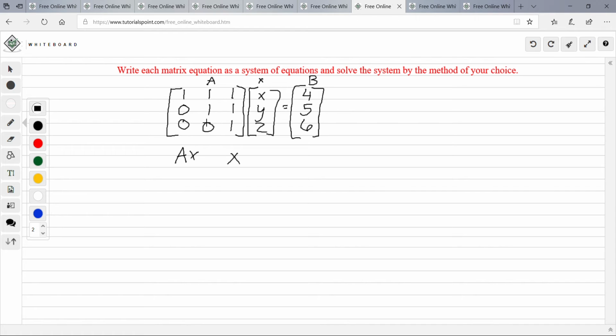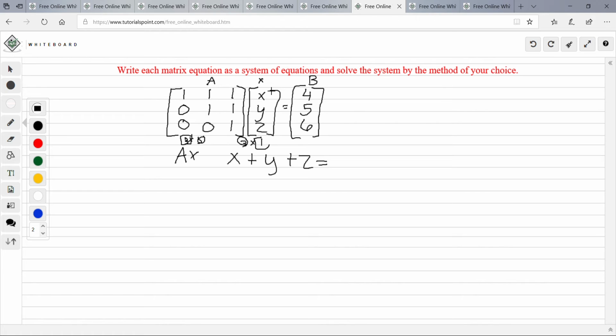wait, before we go any further, can we multiply AX? So this is a 3 by 3. This is a 3 by 1. So it's 3, 3, yes. But our answer is going to be a 3 by 1. So first, it's possible. So I'm going to multiply this row by this column. So 1 times X is X, plus 1 times Y is Y, plus 1 times Z is Z. And that should equal B.